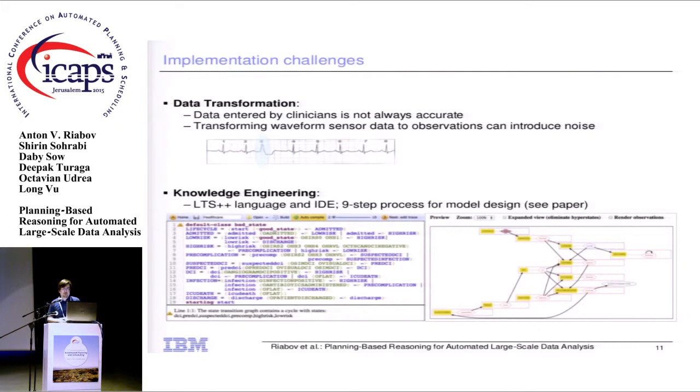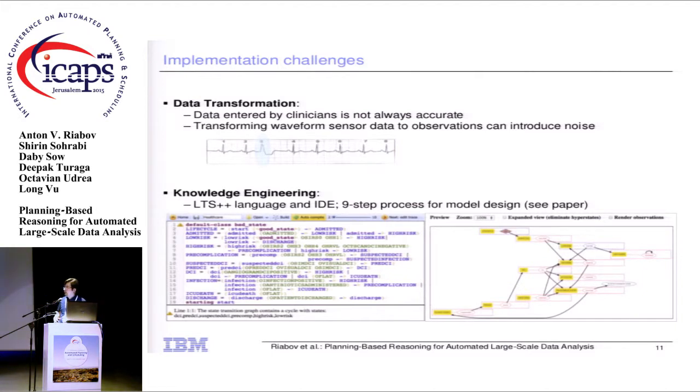When you want to implement the system on a different domain, there are two major challenges that we found. One is the need to transform the raw data, like waveform data, into observations. So here, this is an example of heart rate variability measurement. There could be low variability, which is an indicator of a dangerous condition. That type of analysis can be difficult and time-consuming. You have to really understand the data to make sure you understand what is low variability versus high variability. And that's a challenge that needs to be addressed in every domain.